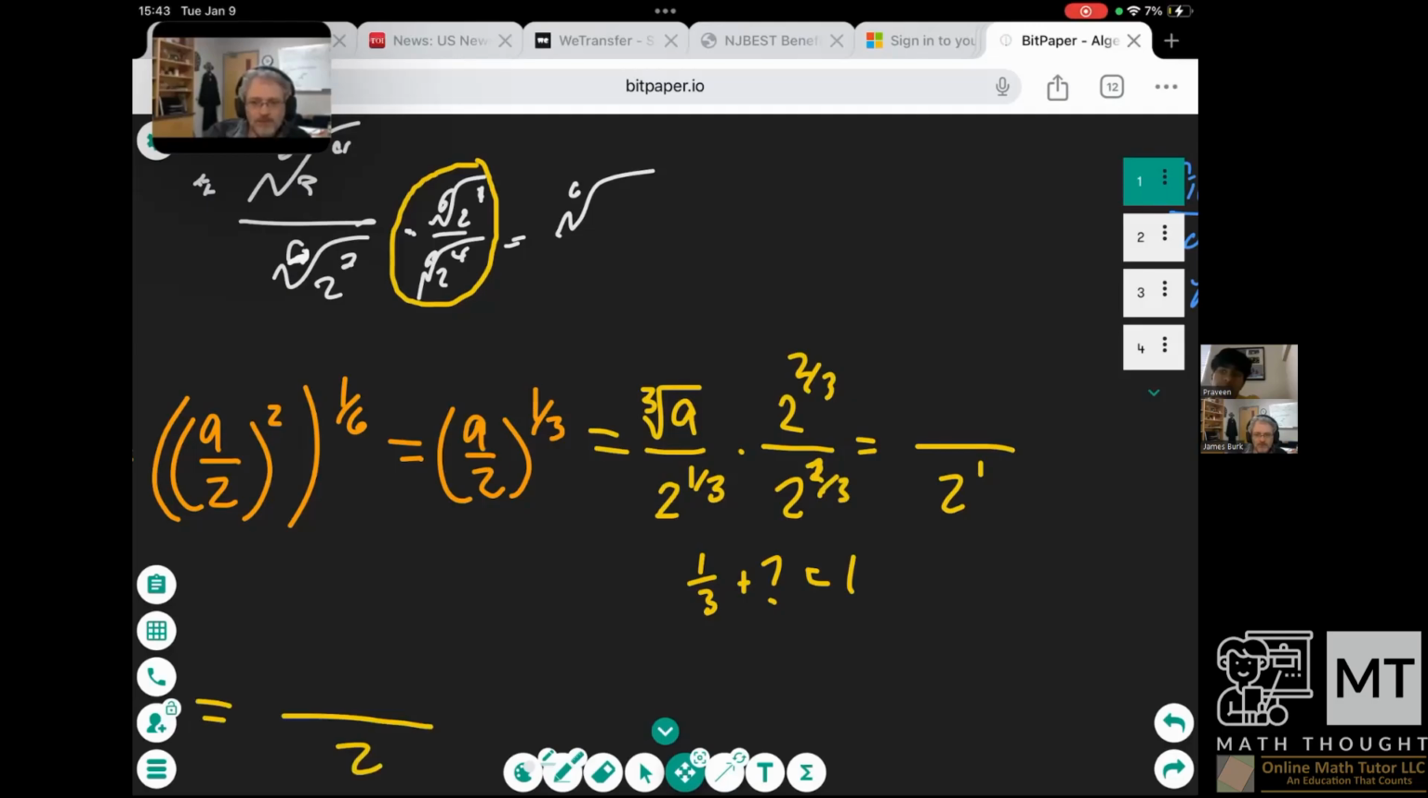So when you pull it all together, you're going to have 9 to the 1/3 times 2 to the 2/3, which would be 18 to the 1st. Okay, let's see if that makes sense to you there, Pratik.